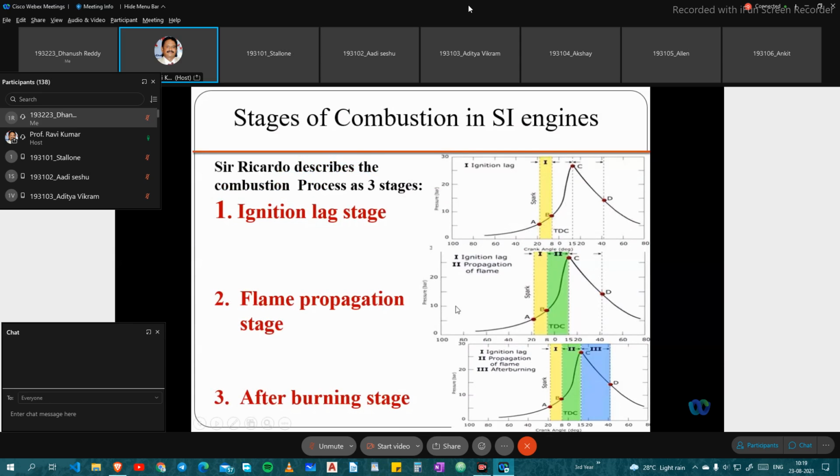The ignition delay happens in the first stage, and in the second stage we get the flame propagation, where you see the green mark after TDC. The third stage is after burning, where we get the expansion stroke. So we have three stages: ignition lag stage, flame propagation stage, and after burning stage.